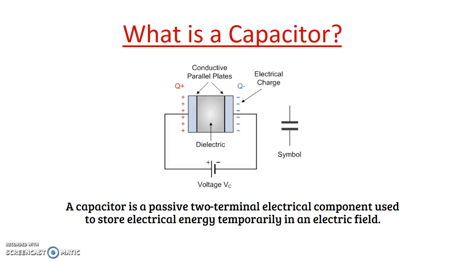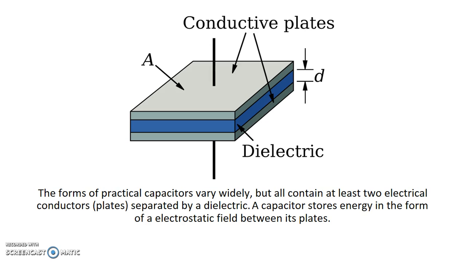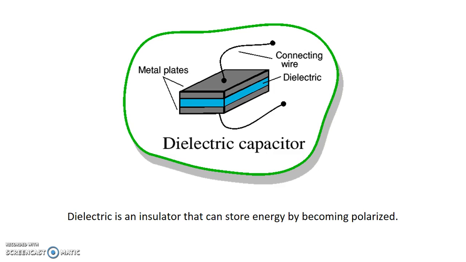What is a capacitor? A capacitor is a passive two-terminal electrical component used to store electrical energy temporarily in an electric field. The forms of practical capacitors vary widely, but all contain at least two electrical conductors separated by a dielectric. A capacitor stores energy in the form of an electrostatic field between its plates.